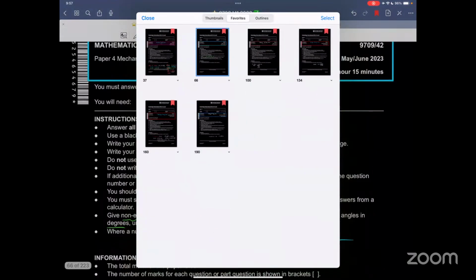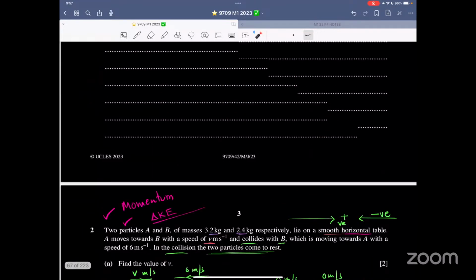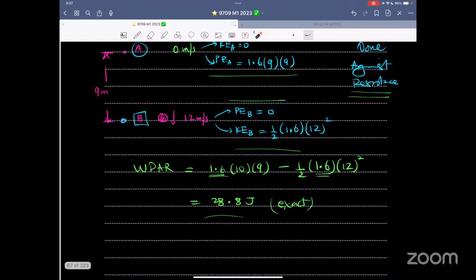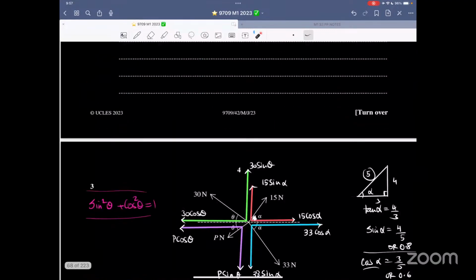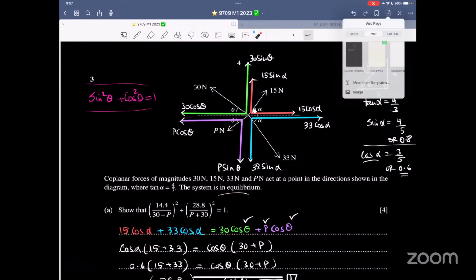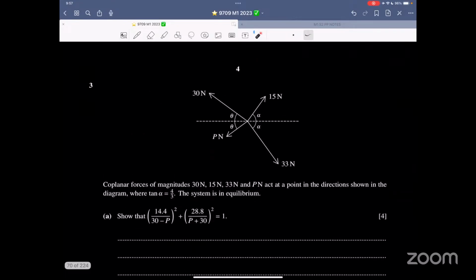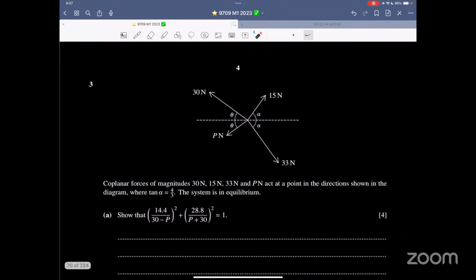Let me go back to the first one. Let me choose some questions related with energy. Let me start with forces. Now, let me add a page so that you can have a good view of the diagram without this thing. And I think this first question is a tough one. So have a good look at this question, and then I'll show you the solution. So now momentum is done.